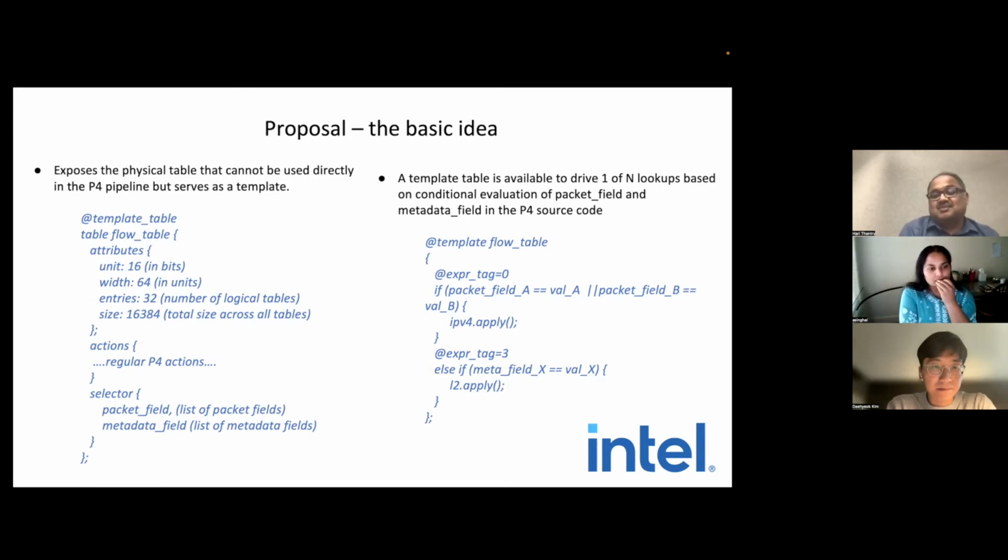So in this particular case, for instance, the flow table has attributes, in which case the unit is 16. So this would be key width, for instance. It first specifies what units are being talked about. So this is 2 byte width, and in 2 bytes, the total width of that entry can only be 64 double words. The number of entries is 32 in the flow table, and the size is 384, which is 16K.